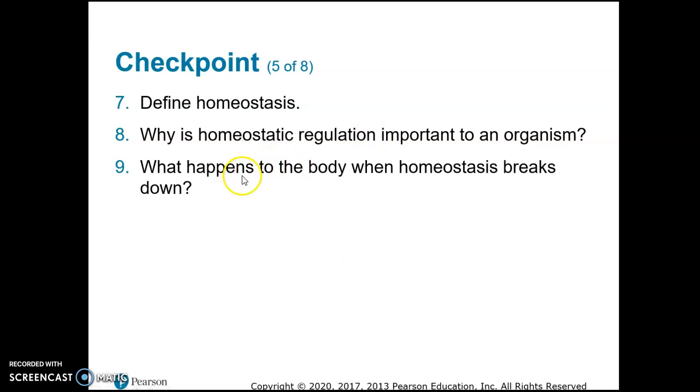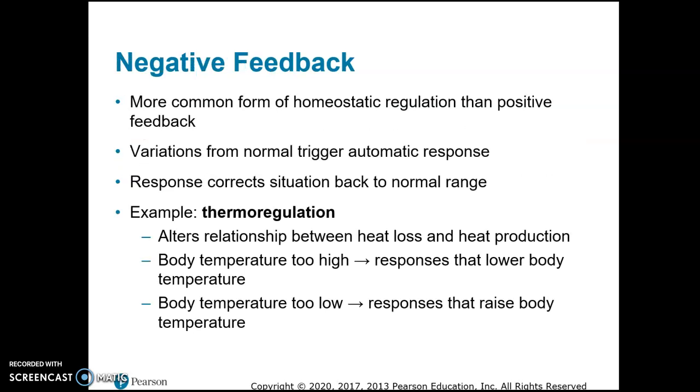And I'll just do number 9. What happens to the body when homeostasis breaks down is that illness and disease can result. Negative feedback is described more on this page.